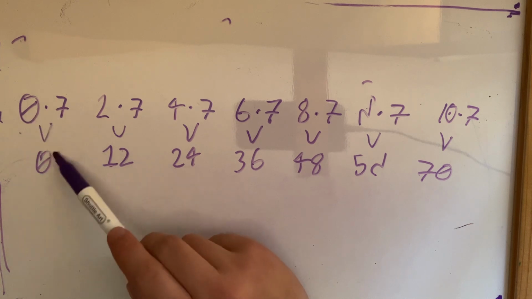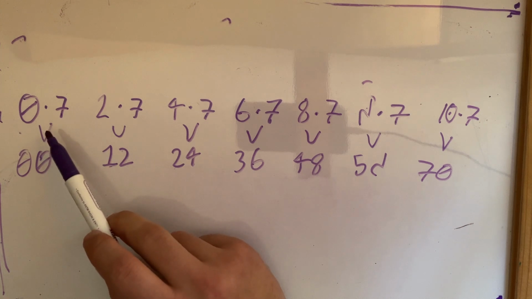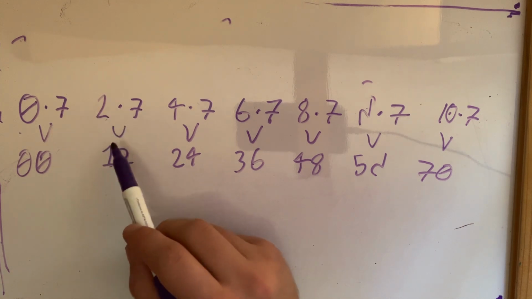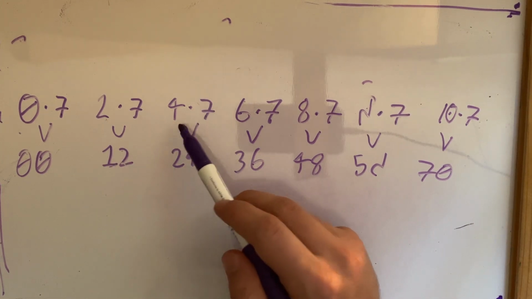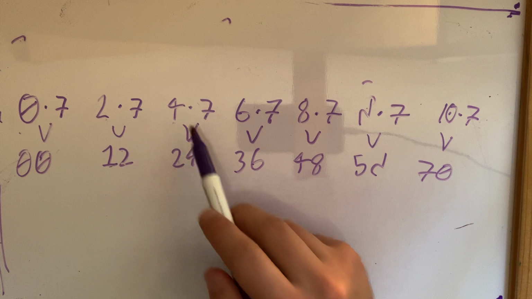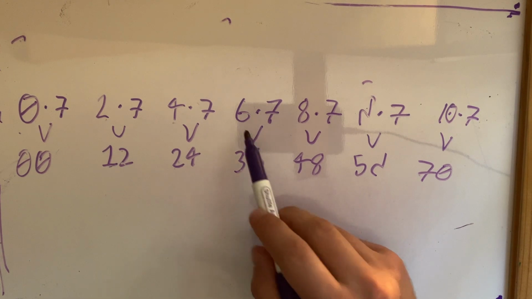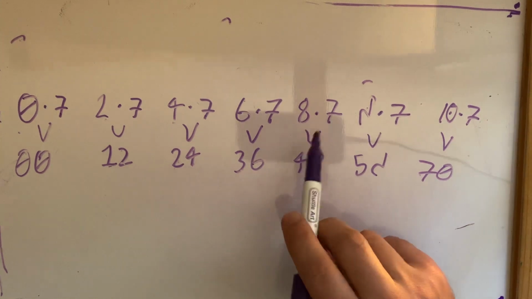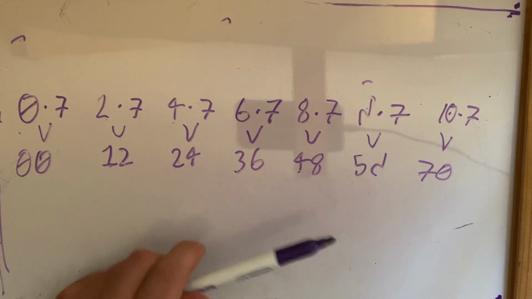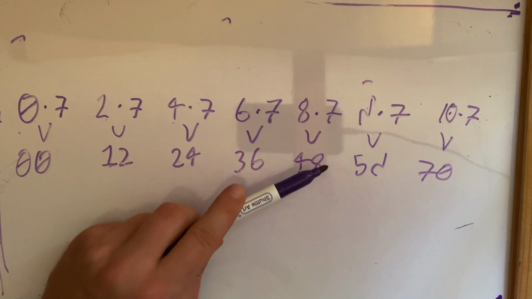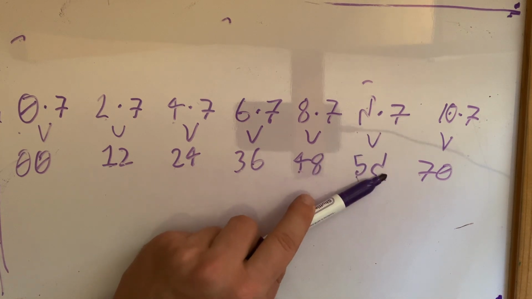2 goes into 0 0 times. We put 0 here. And then 2 goes into 2 1 time. We put a 1 here. And then we carry our 2 down there. 2 goes into 4 twice. So we put a 2 here and we carry our 4 here. 2 goes into 6 3 times. So we put a 3 here and we carry our 6 over there. 2 goes into 8 4 times. So we put a 4 there. And we carry our 8 down there. 2 goes into 10 5 times. We put our 5 there and we carry our 10 there.